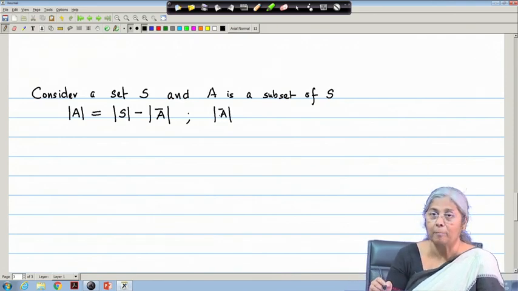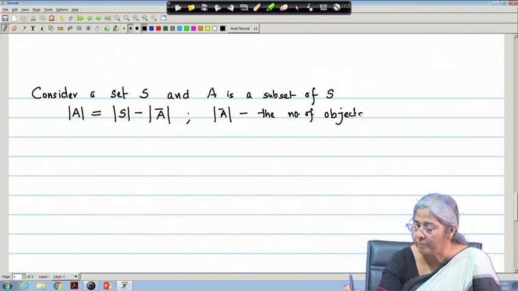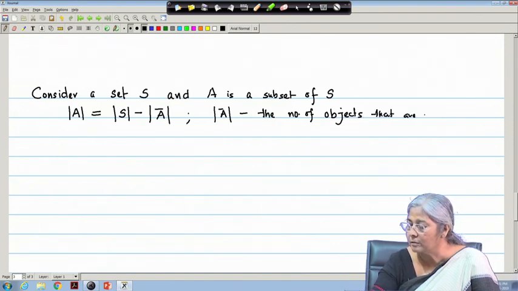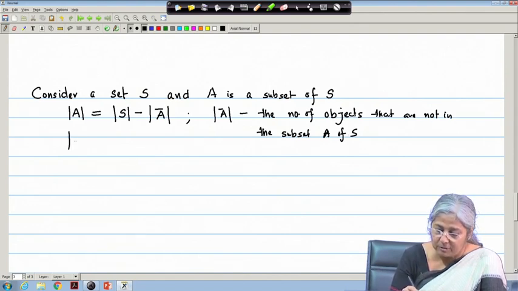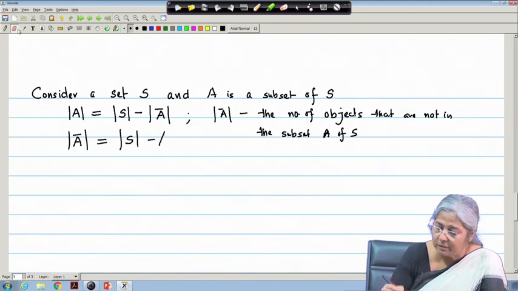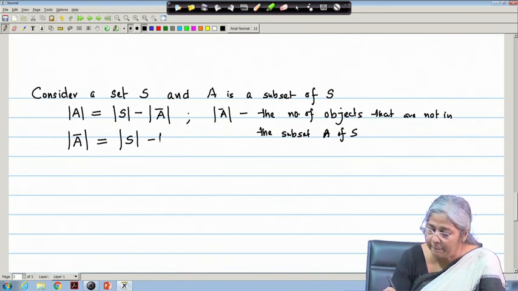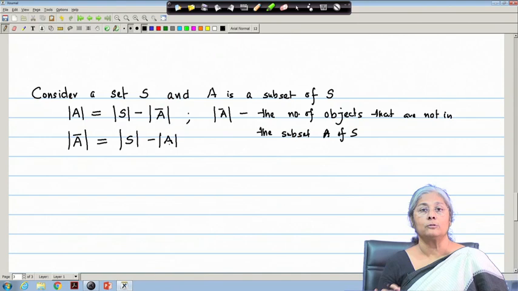I can write that the number of objects that are not in the subset A of S. So, if I want the reverse thing, that means the number of objects which are not in A, that means the A complement, I can write the cardinality of S minus the cardinality of A, and this simple principle is actually used in the inclusion exclusion principle.